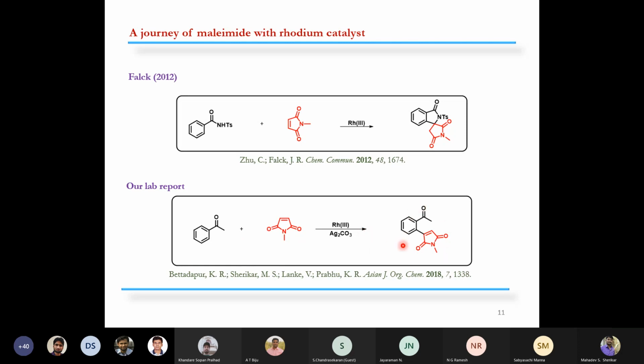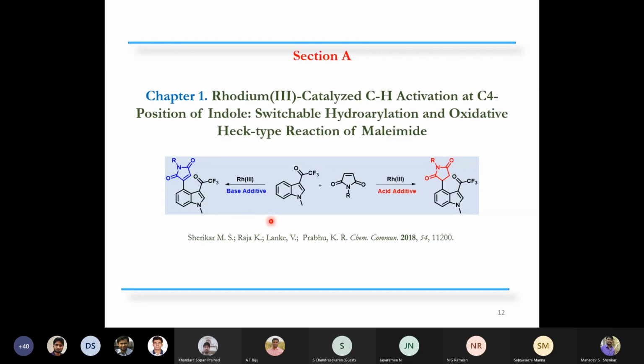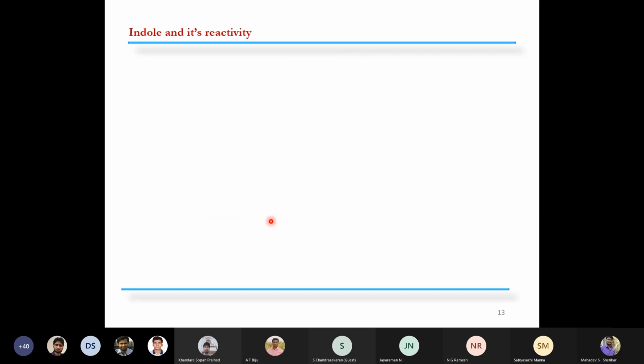So in the case of maleimide, getting the Heck-type product is difficult, and how it is difficult, I will explain in further slides. So inspired by this work, we thought to couple maleimide at the C2 position of indole, because indoles are found in various natural products and in different drug molecules.